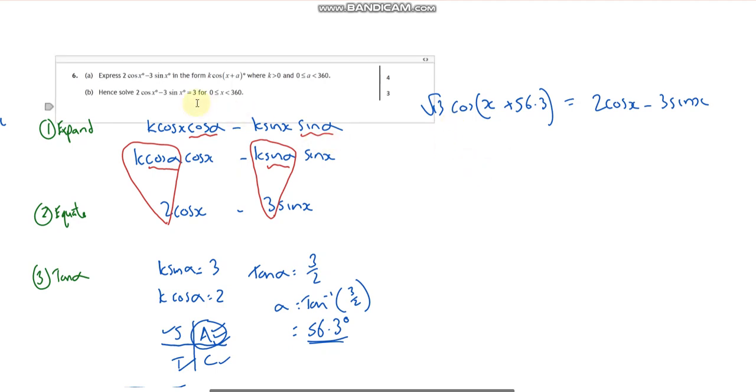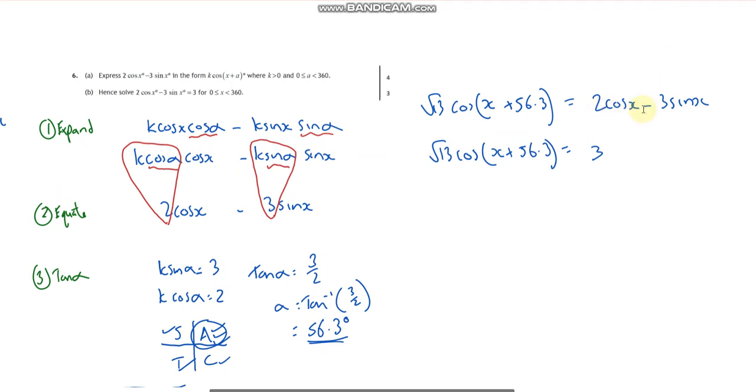And we were saying, well, when does this graph equal 3? So on the y-axis, when does this graph reach 3? Well, I just have to say, when does root 13 cos x plus 56.3 equal 3? I think I might just put that onto Desmos. Give me a sec just to show you.